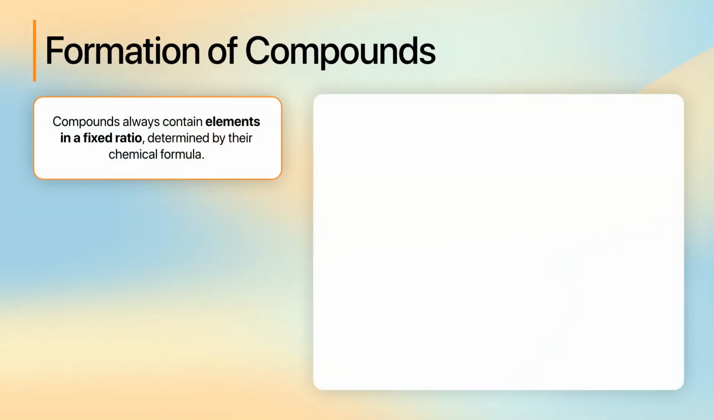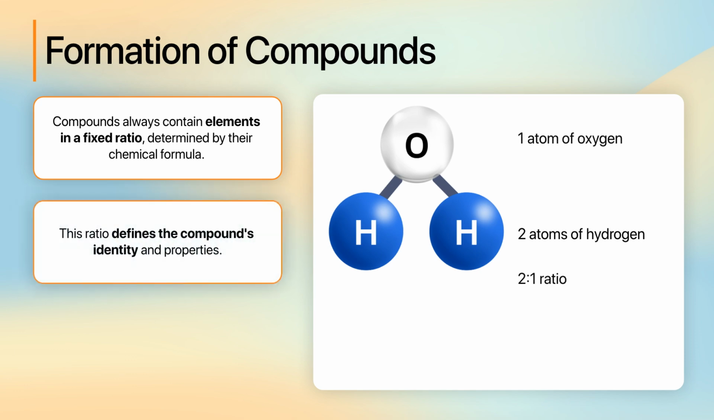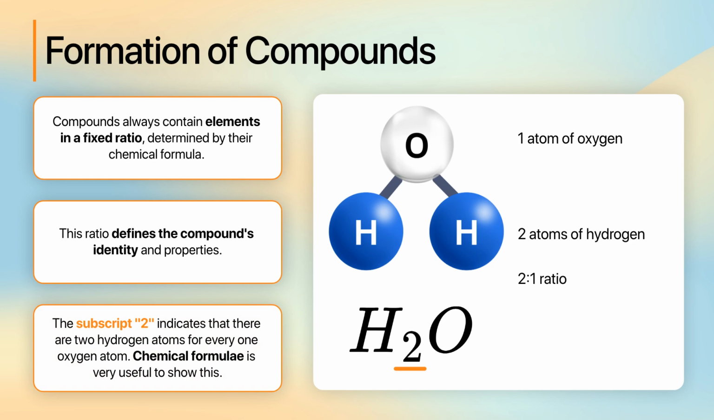Compounds always contain elements in a fixed ratio, determined by their chemical formula. For example, in water, H2O, the ratio of hydrogen to oxygen is always 2:1. This specificity in the ratio is crucial because it defines the compound's identity and properties. We are able to show this ratio using H2O. The subscript 2 indicates that there are 2 hydrogen atoms for every 1 oxygen atom. This concise way of showing the elements and their proportions makes chemical formulae very useful.